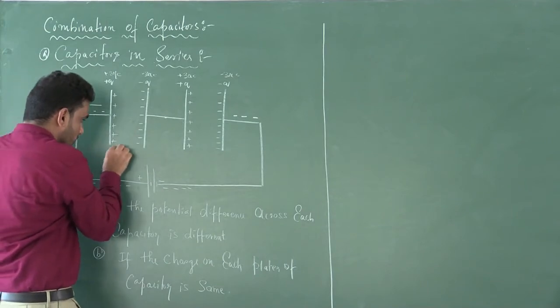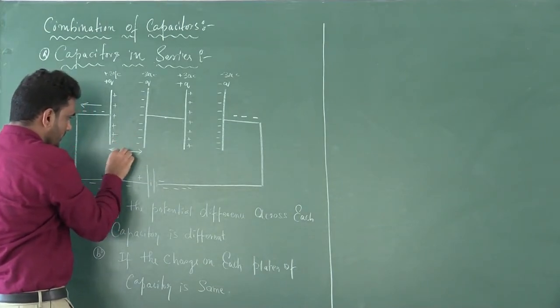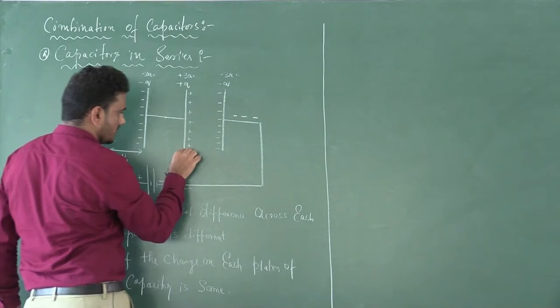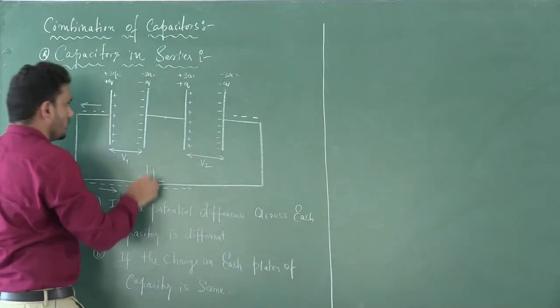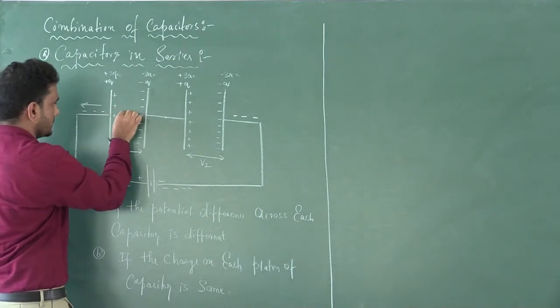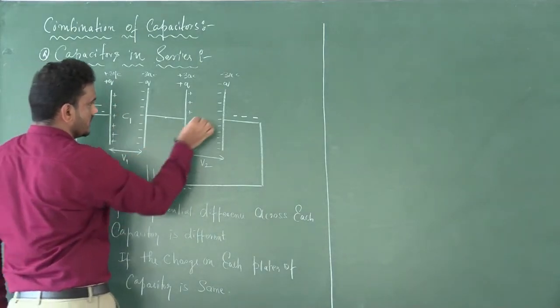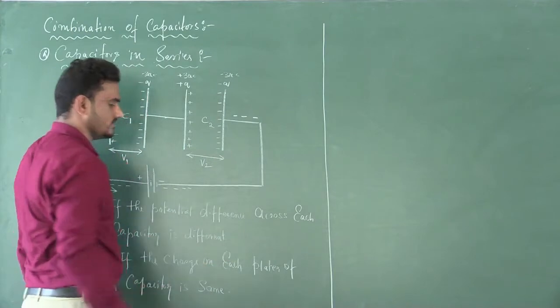Then what is the potential across the first capacitor? We shall call it V1. Across the second capacitor, we shall call it V2. And what is the capacitance of the first capacitor? We shall give a name as C1. Here we shall give a name as C2.